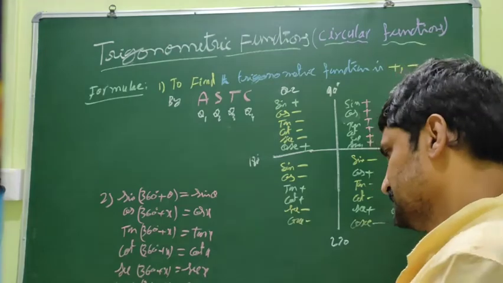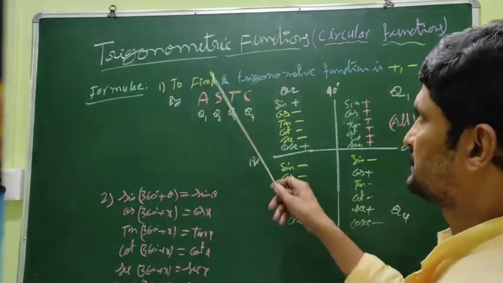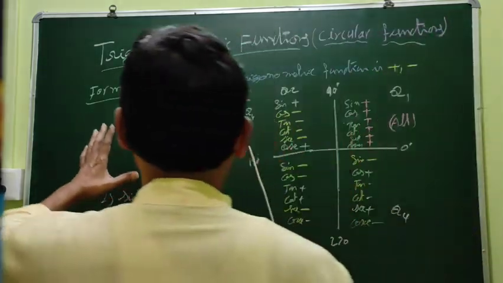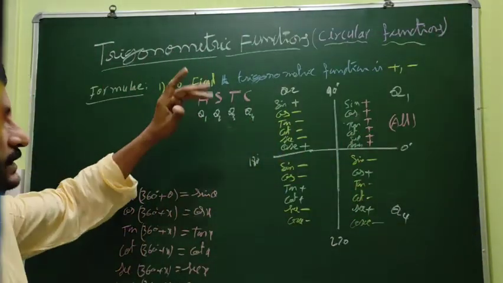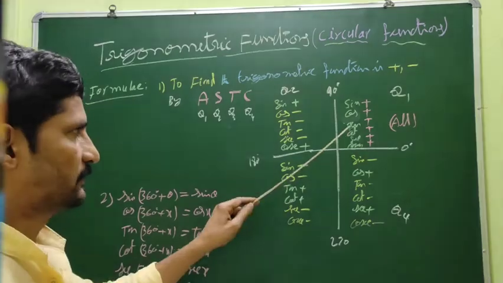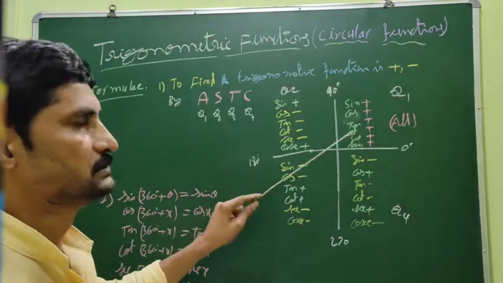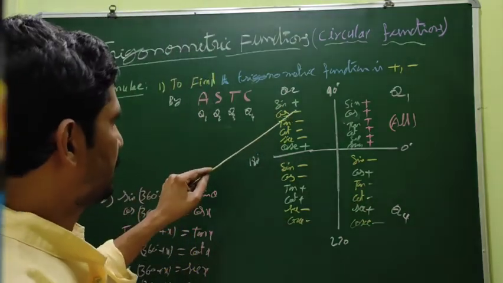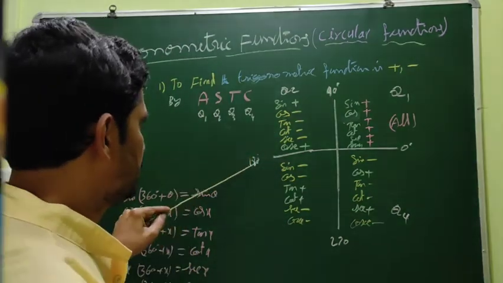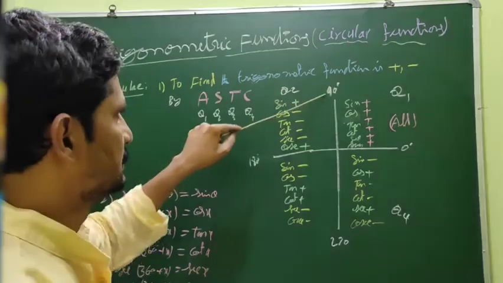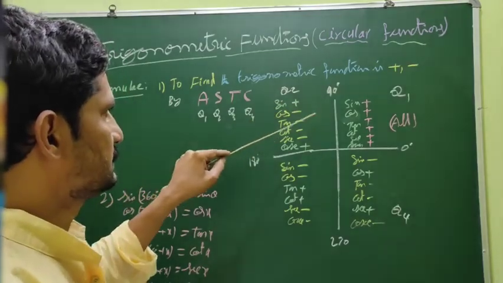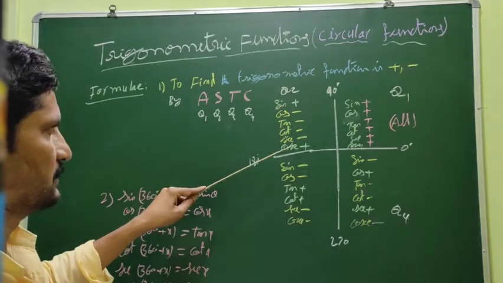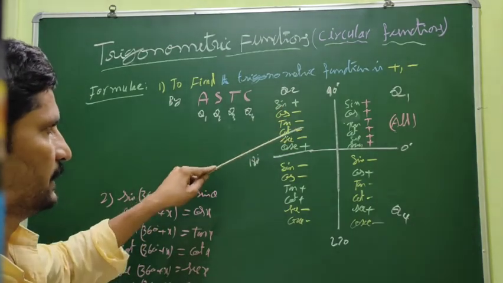Good morning. Now we discuss trigonometric functions or circular functions. A formula in circular functions: already we know that in the first quadrant all are positive because x is positive and y is positive. In the second quadrant, the angle is more than 90 but less than 180 degrees. In the second quadrant only sine and cosec are positive, remaining all negative.